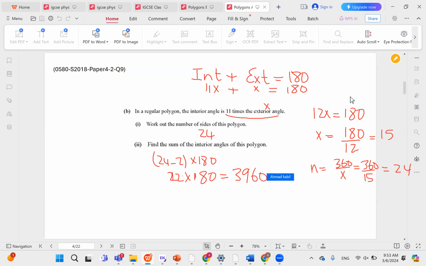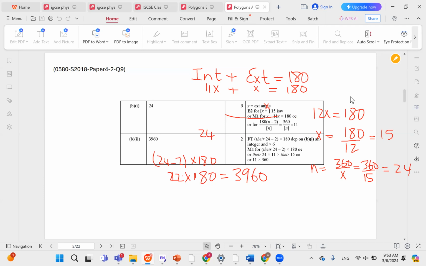Now let's check the marking scheme. So 24 is the correct answer for I. 3,960 is the correct answer for double I.